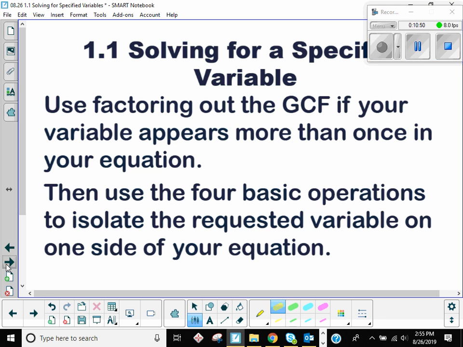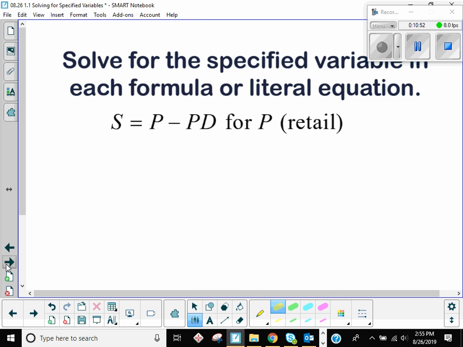It does, though. So I have this formula, and all of these are real-world formulas. I don't exactly know what they mean or anything, but they tell you, like, this is for retail somehow. So S equals P minus PD. We're going to solve for P, which means I need P all by itself and isolate it. But there's two of them here. And here's where the problem might arise. And you don't need to write this down. I want you to just kind of watch for a second.